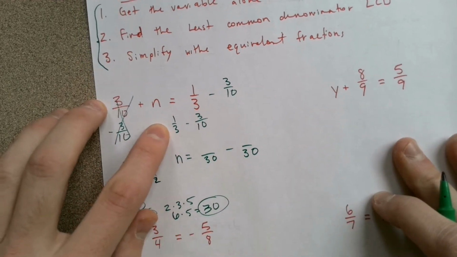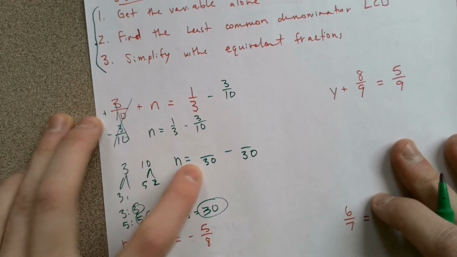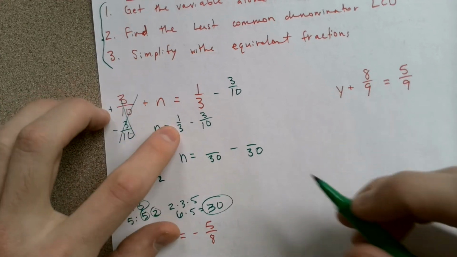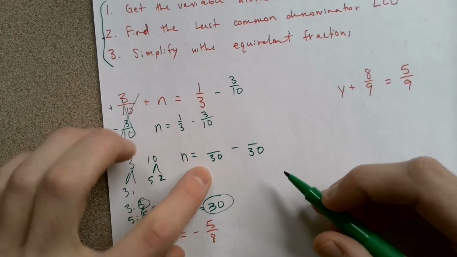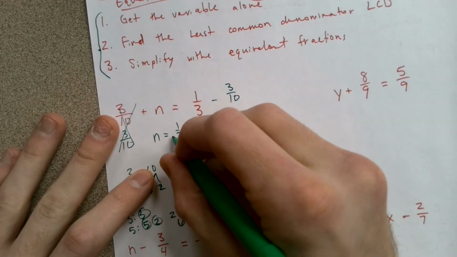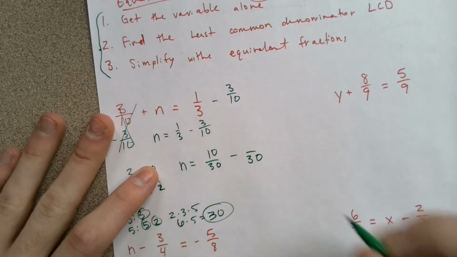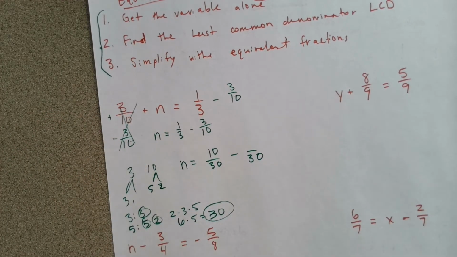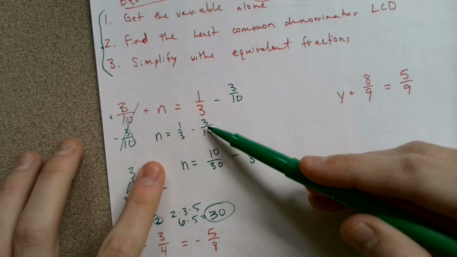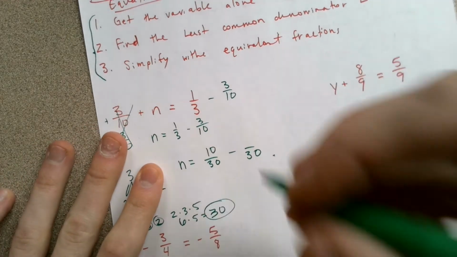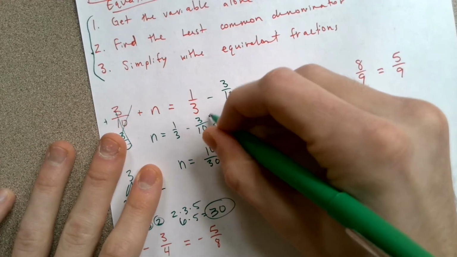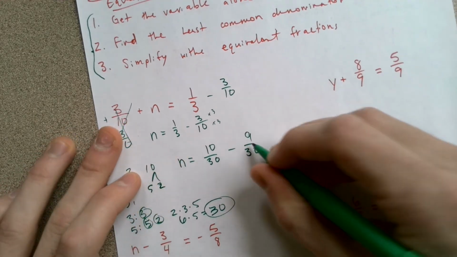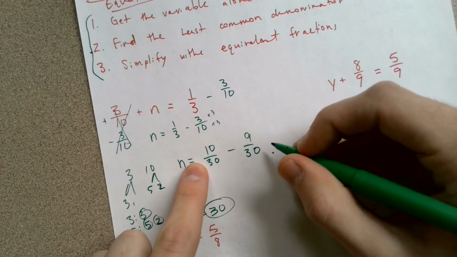Okay, and now our last step is to figure out how we get from here to here. This is something we've been working on lately. How do we get from here to here? Well, I know to get from 3 to 30, we times 10. So we're going to times by 10 on bottom and on top. So that'll become 10 on top. 1 times 10 is 10. How do we get from 10 to 30? Multiply by 3. Multiply by 3 there and there. And there you have it.